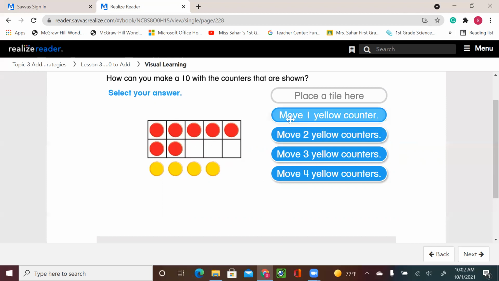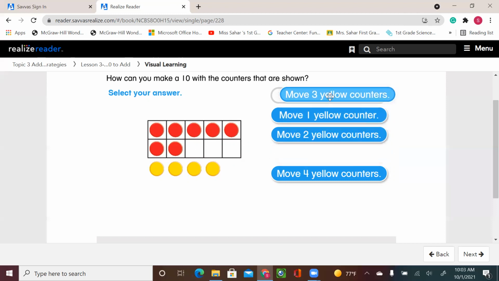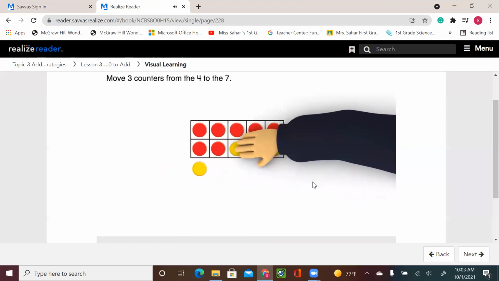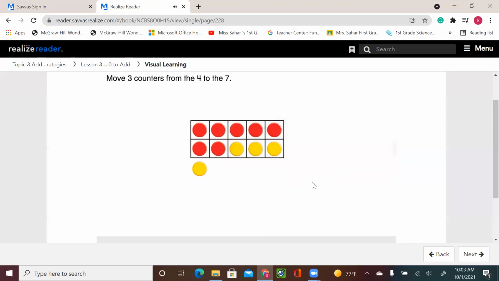So do I need to move 1 yellow counter, 2 yellow counters, 3 or 4? I know that I have 3 empty boxes. That means 3 yellow counters. So let's see if our answer is right. Move 3 counters from the 4 to the 7. Now you have 10 and 1.